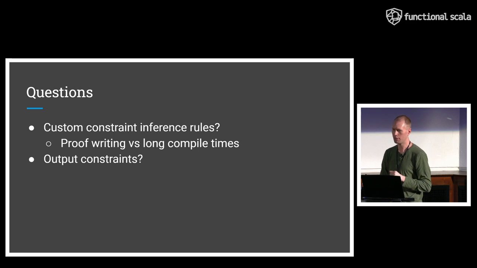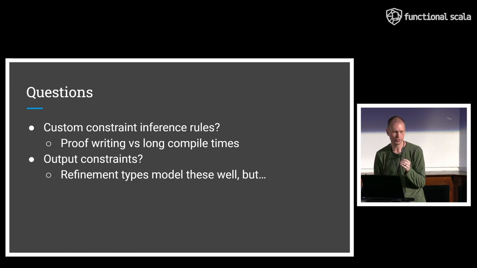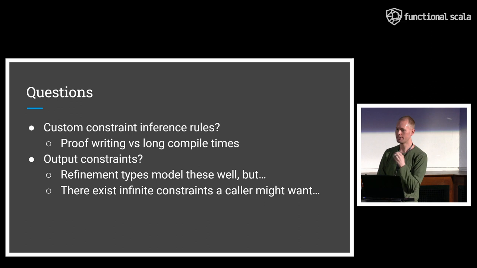Another question, what about output constraints? So we just tried constraining the input, but what about constraining output? You can do that with refinement types, and they do it well. But the problem is there exist infinite constraints. A caller might want to know about what they're getting from the output of a function. So it's kind of another rabbit hole that I stay away from.